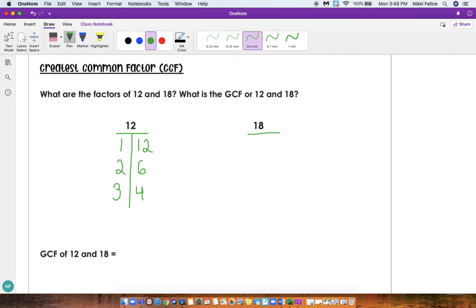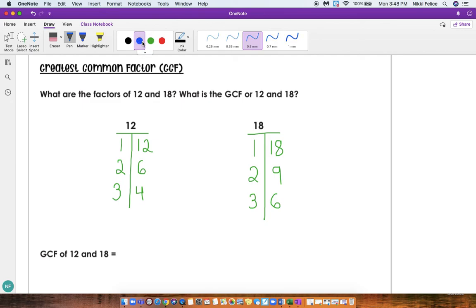My factors of 18, of course I always start with 1 and the number. 1 times 18, those are factors. I can multiply 2 times 9. I can multiply 3 times 6. And that is it. There's nothing I can multiply 4 by. There's nothing I can multiply 5 by. And 6 I already have, so now I'm going to start going back down the list again.